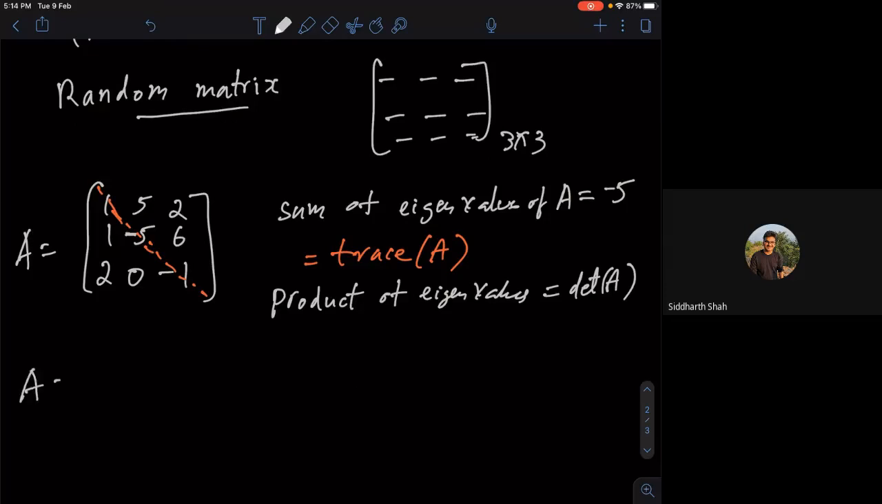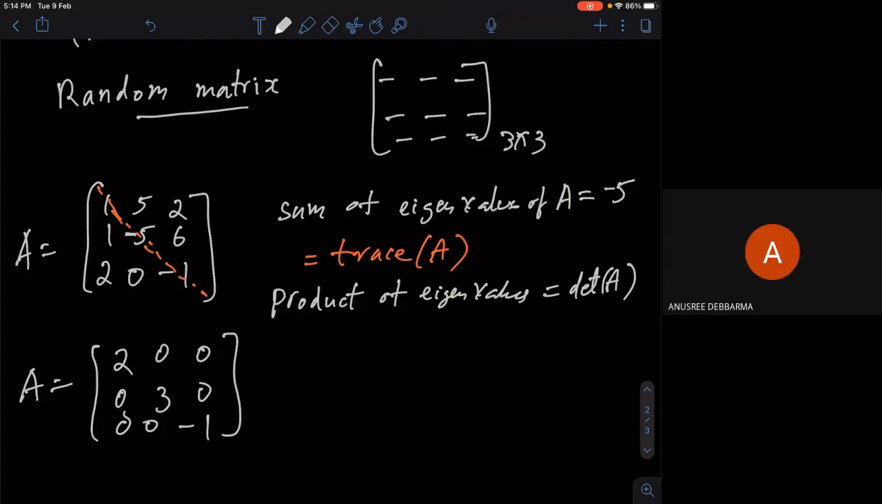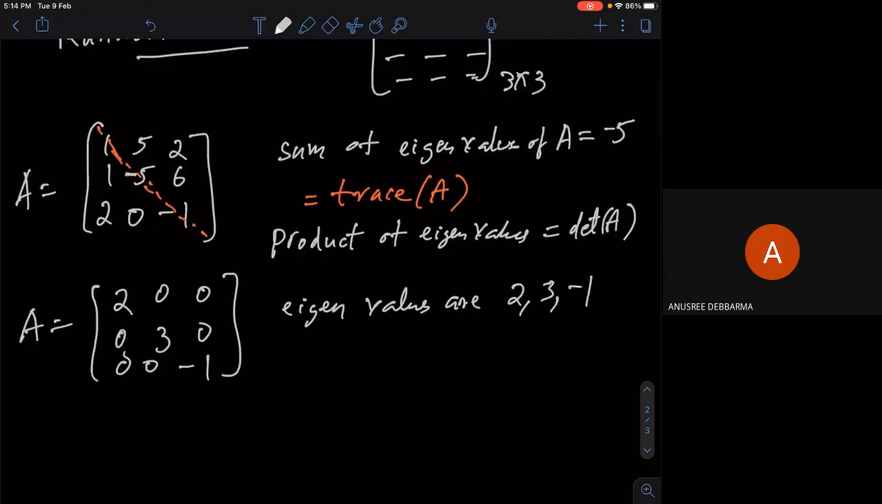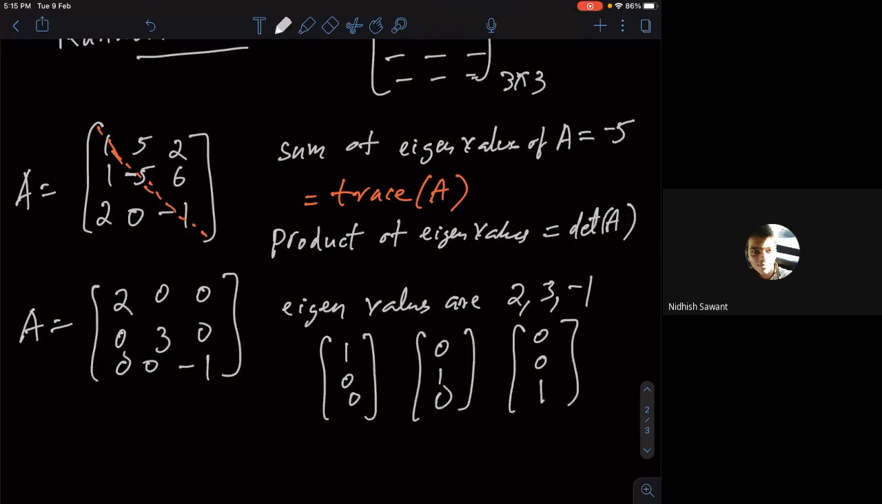We also looked at a special matrix. This is a diagonal matrix with 2, 3, -1 on the diagonal and 0 everywhere else. So what are its eigenvalues? 2, 3, -1. Yeah, a very crucial fact. And what are its eigenvectors? 1, 0, 0; 0, 1, 0; and 0, 0, 1.